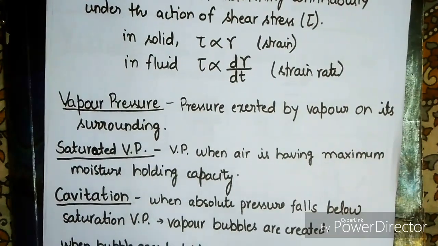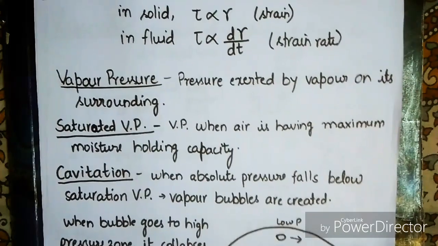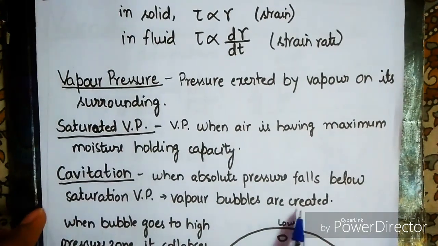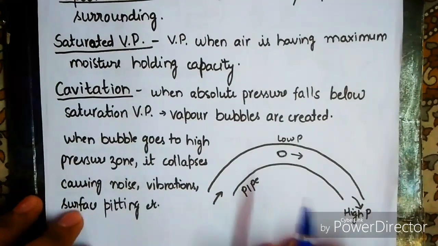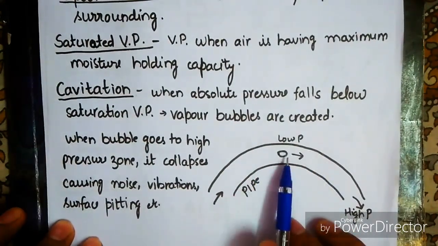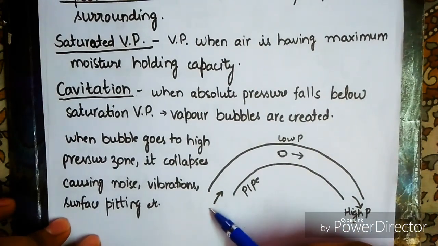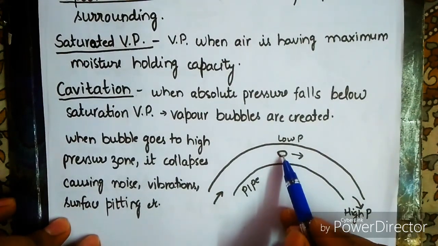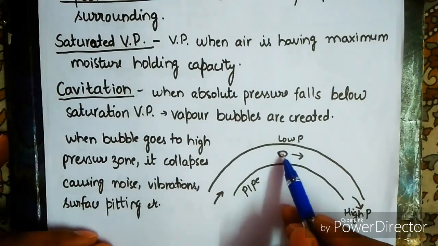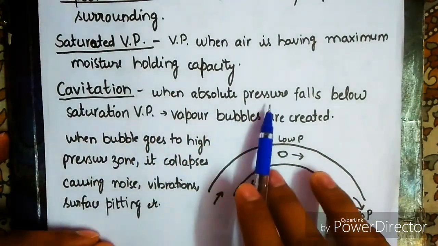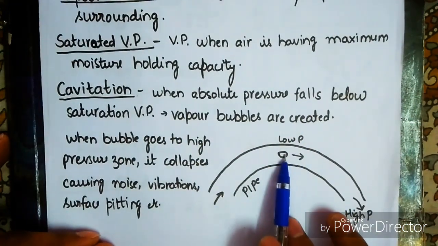Now what is cavitation? Cavitation is when absolute pressure falls below saturation vapor pressure, then vapor bubbles are created. Like we can see in this case in the pipe. This is the low pressure zone and this is the high pressure zone. When the liquid moves to the upper portion, the pressure is reduced, so the absolute pressure falls below the saturation vapor pressure and a vapor bubble is created.